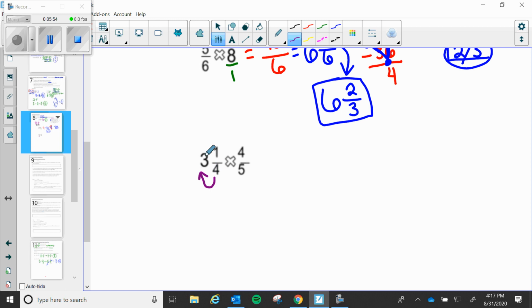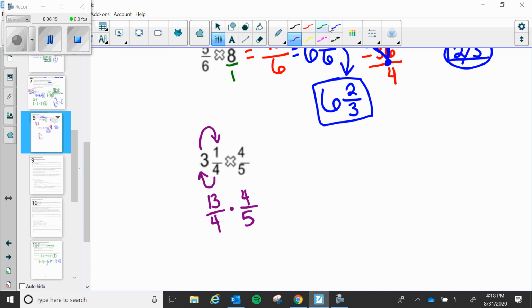So 4 times 3 plus 1. So 4 times 3 is 12. 12 plus 1 is 13. So I'm going to rewrite my new fraction. 13 over 4 times 4/5.